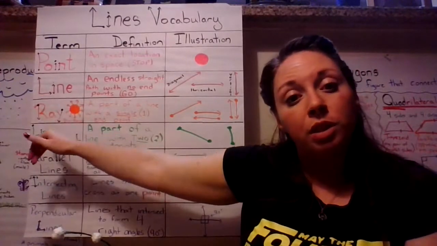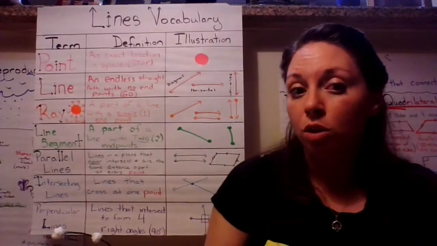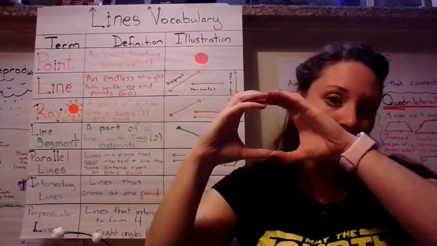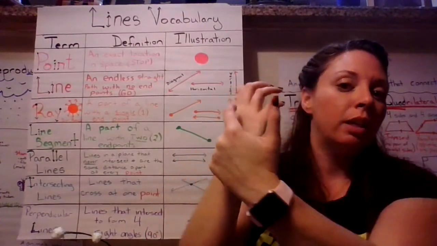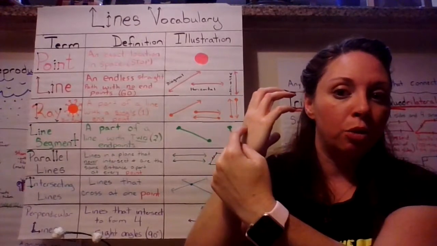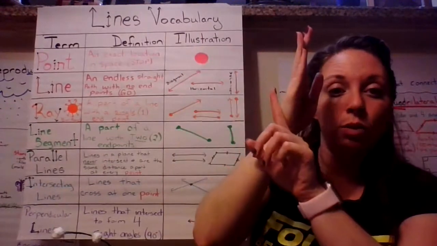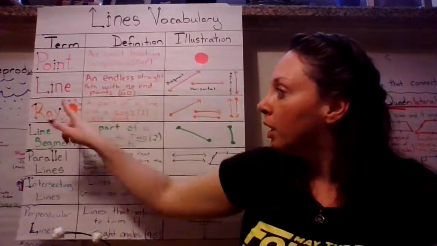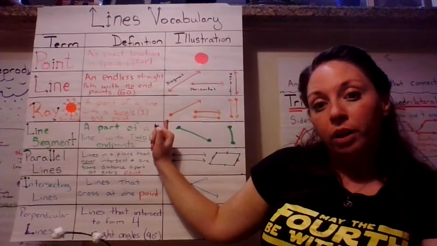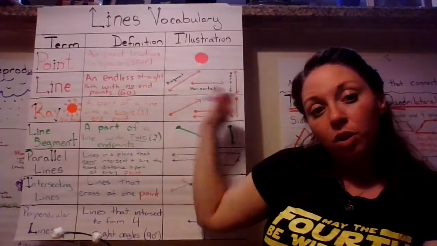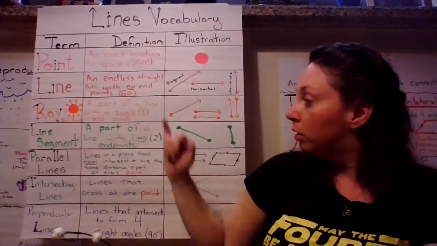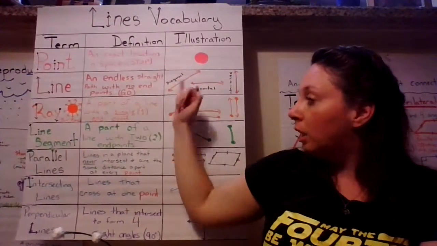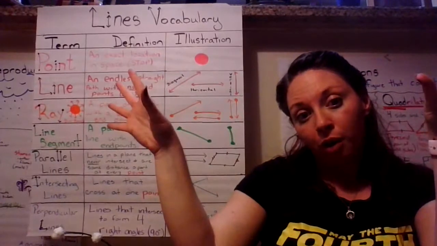Ray. I drew a sun because when I think of ray, I think of a sun ray, a ray of light. And if you think about the sun, that's your endpoint. The edge, there's your point. And then the ray is going to go on and on forever and ever to sun ray. So you have an endpoint, and then you have an arrow that goes on and on forever and ever. So a ray has one endpoint, one arrow going on forever. A line has two arrows that go on forever and ever.